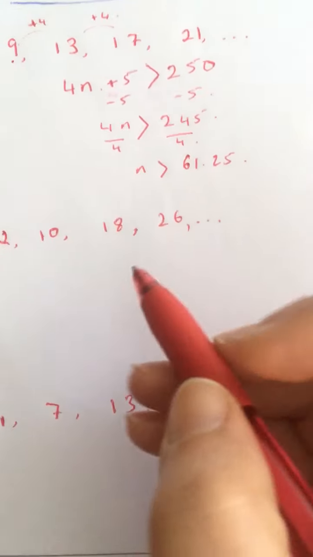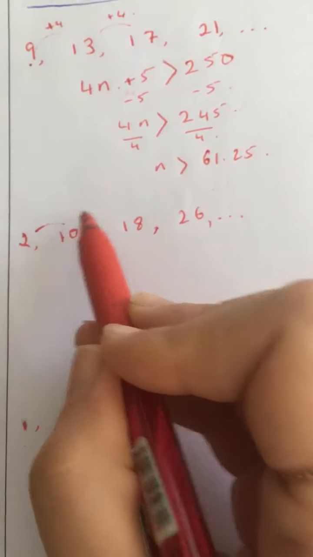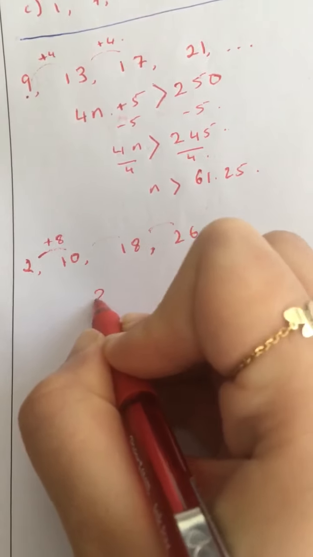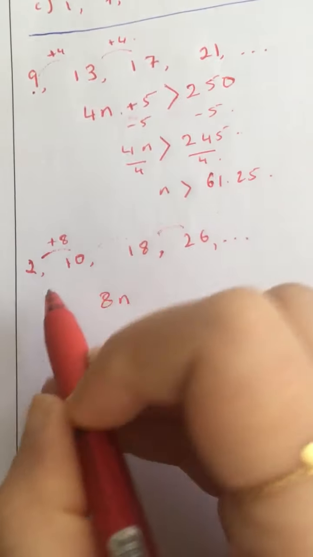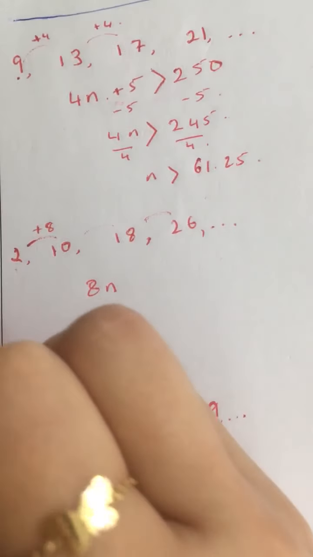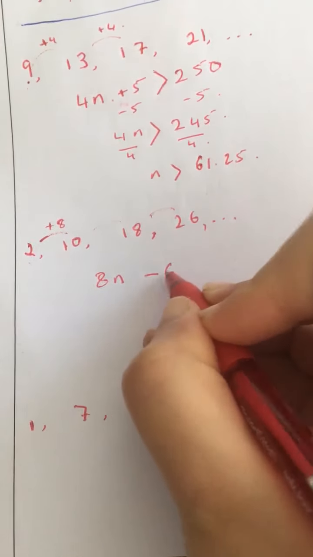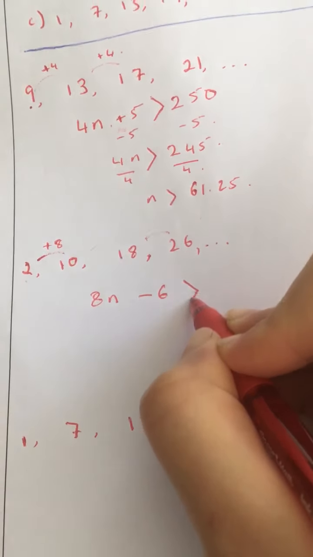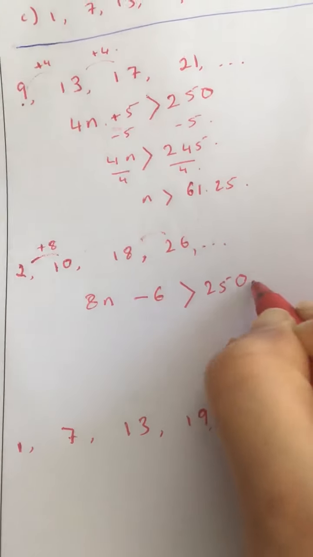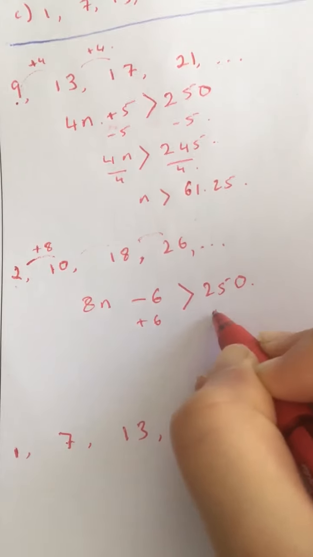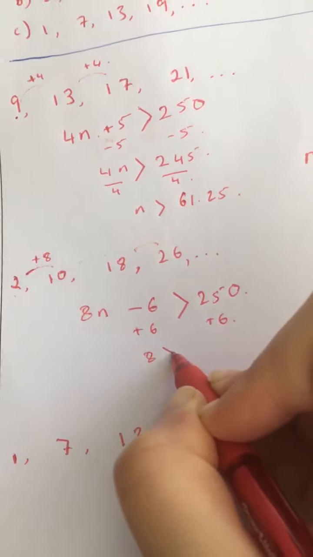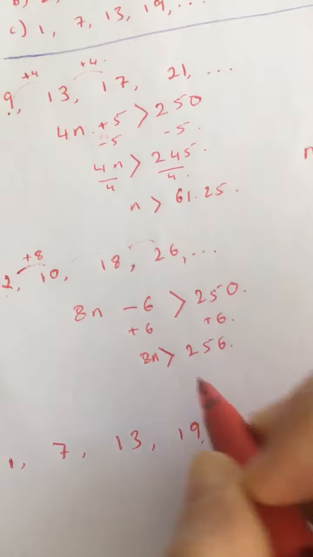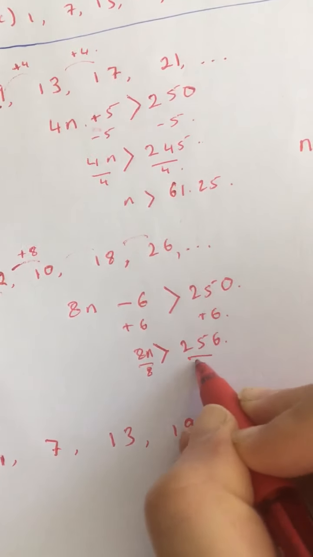For the second sequence, I do the same steps. So I notice I'm increasing each time by plussing 8. So to find the nth term formula, 8n. For the zero term, I do 2 take away 8, and that will give me minus 6. I want to see when this will become bigger than 250, so greater than 250, and I solve. I plus 6 on both sides. 8n is greater than 256, and then I divide 8 on both sides.